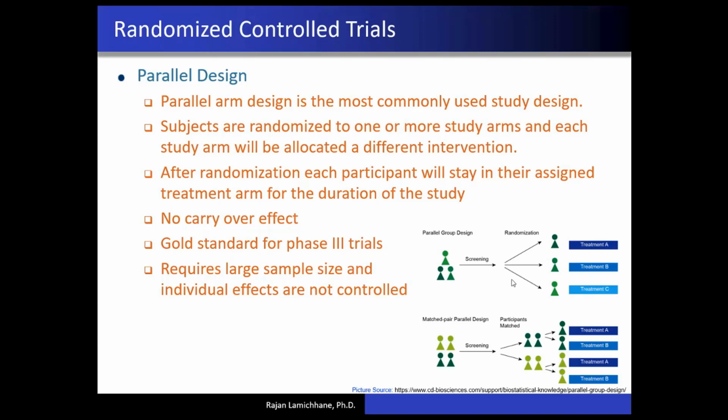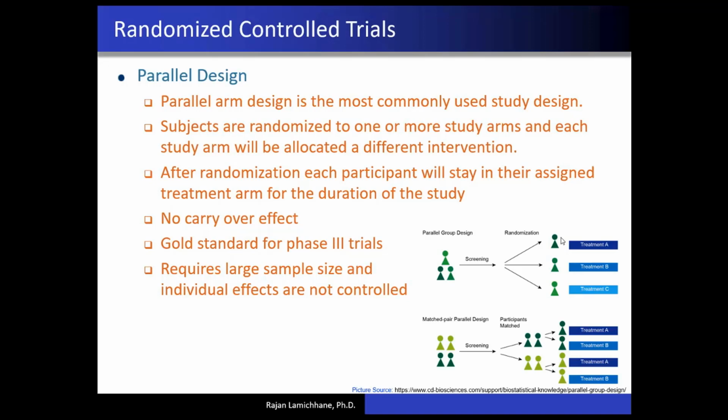This parallel design is the gold standard for all phase 3 trials. You have a control group or treatment group or several treatment groups, and there is also the concept of the matched pair parallel design. Sometimes we think that some treatments have different effects on different groups. Some treatments are more effective in the younger compared to the older, or some treatments are more effective in males compared to females. That means if there is a question about the effectiveness for different groups, then we can run the matched pair parallel design.